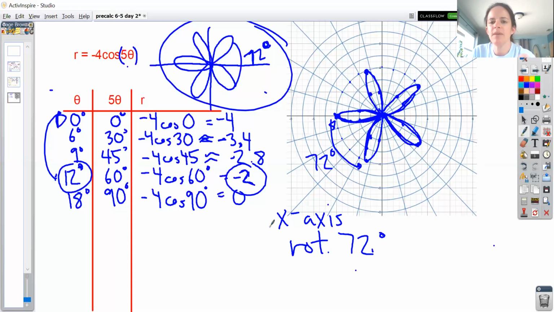And so this would have x-axis and rotational symmetry of 72 degrees. Also try not to make the petal tip super pointy, like that one is not high quality. Try and make them rounded at the ends, just to increase the quality.